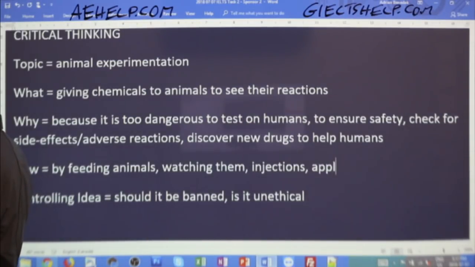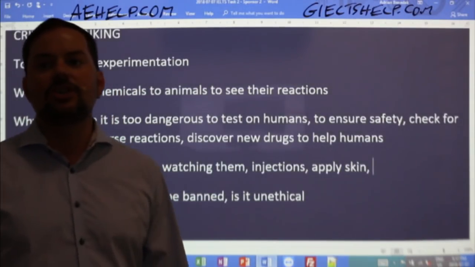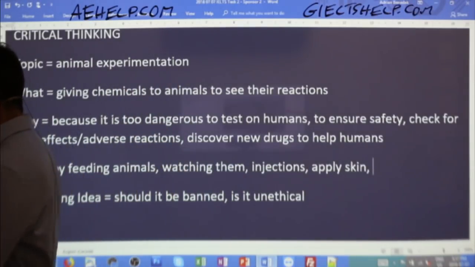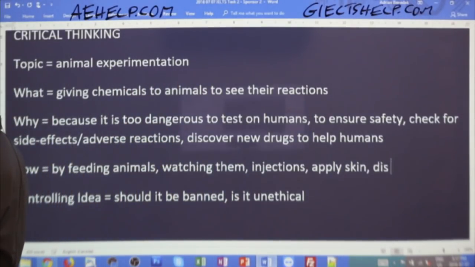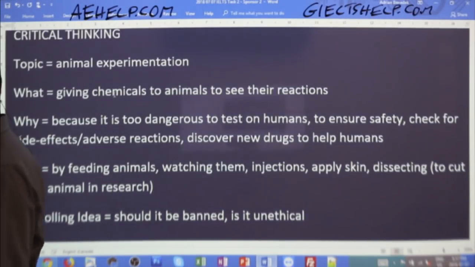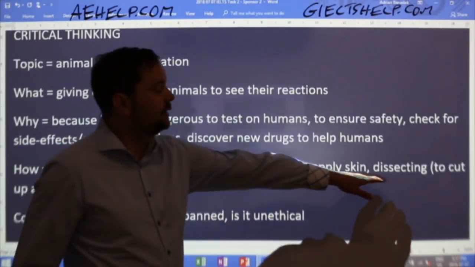Apply to skin. So other ways, yeah, lots of ways. It's not chopping, it's not slaying, Baljit. Those are good tries, Baljit and Arcana. It's not chopping, not slaying. It's dissecting. Okay, dissecting means to cut up an animal in research. Okay, so now you've learned that word as well. Okay, it's dissecting. We dissect animals.